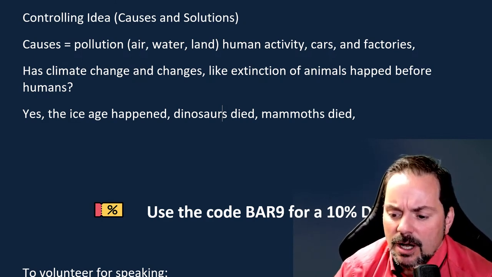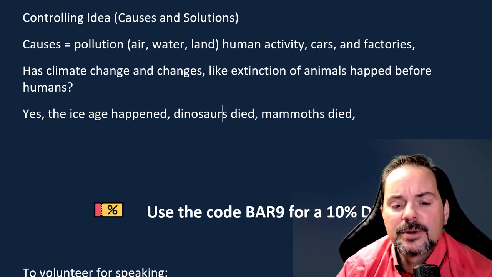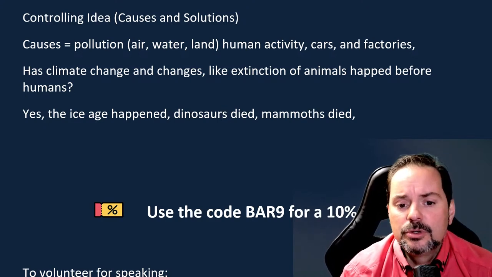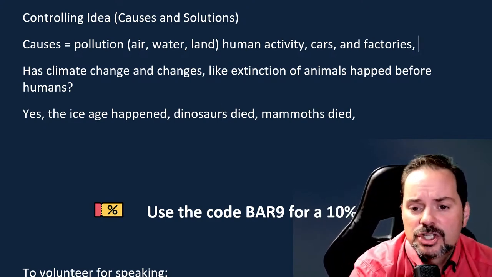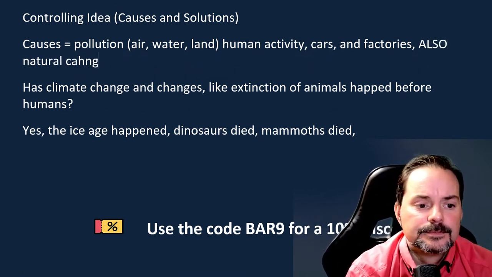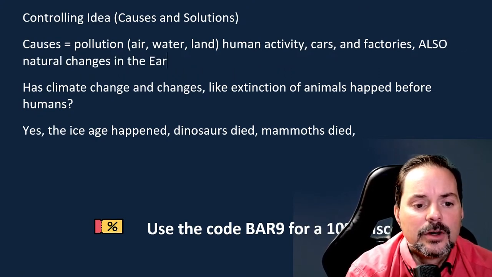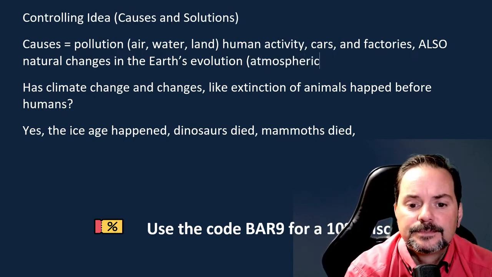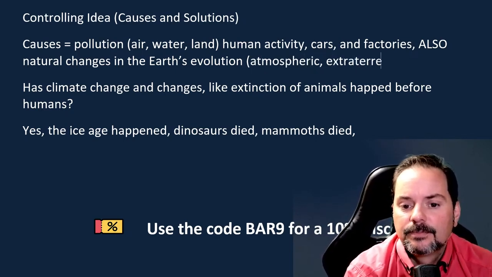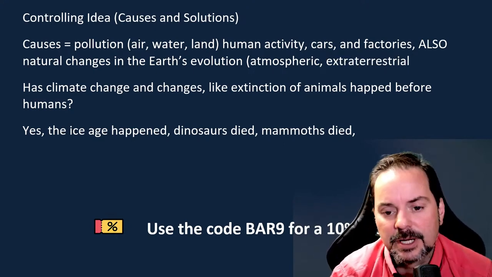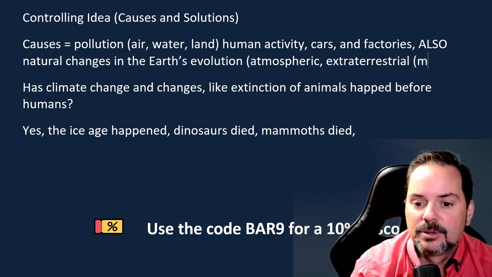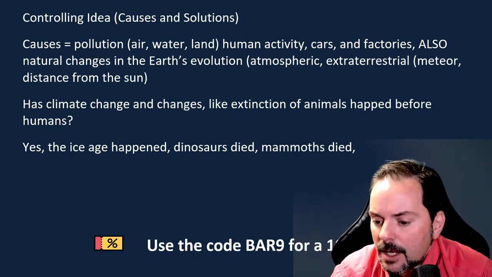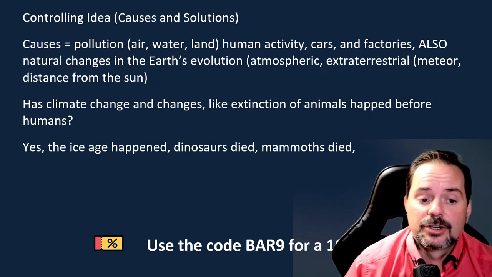So Abhi says, yeah, it's the natural law of the world, right? It's changing. The planet changes with or without humans. Okay. So the causes of environmental change are partly human and partly nature, right? So causes are pollution, human activity, cars, factories, also natural changes in the Earth's evolution, right? Atmospheric, extraterrestrial. Extraterrestrial doesn't just mean aliens, everybody. Extraterrestrial means outside of Earth, right? Like a meteor, for example. Or distance from the sun. Okay. Yes, Norislava. Natural disasters, for sure.